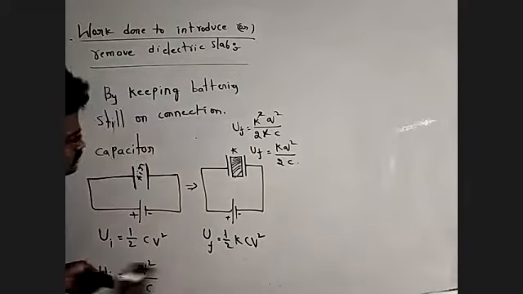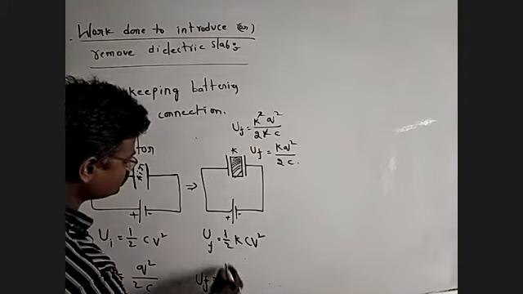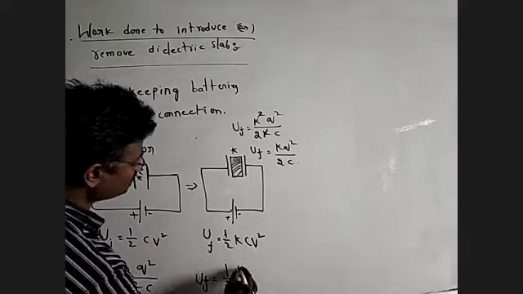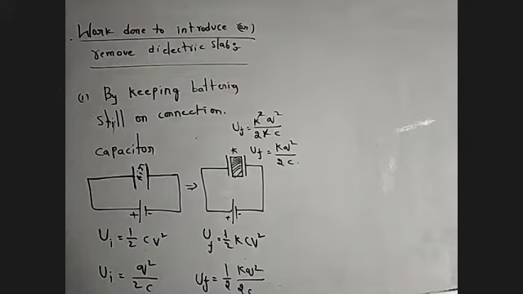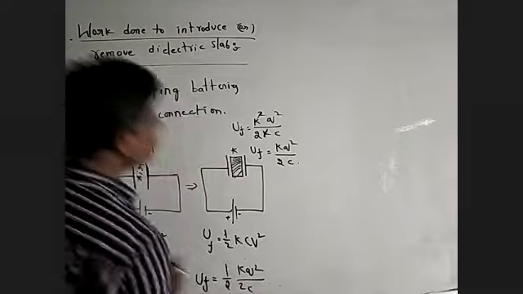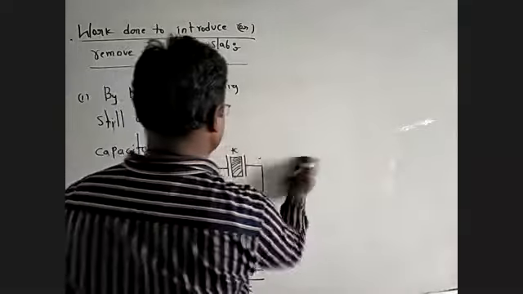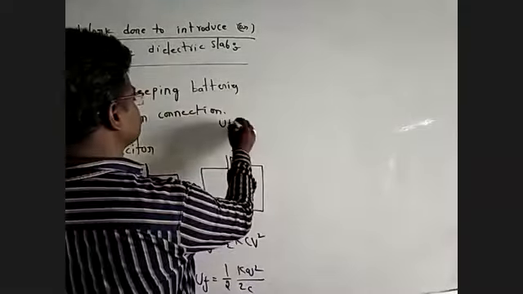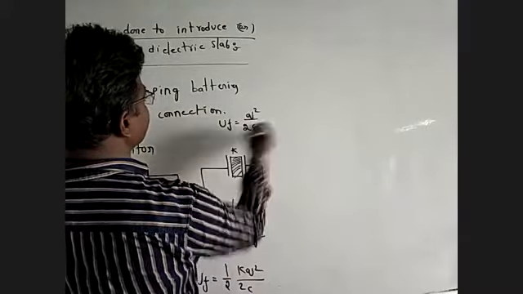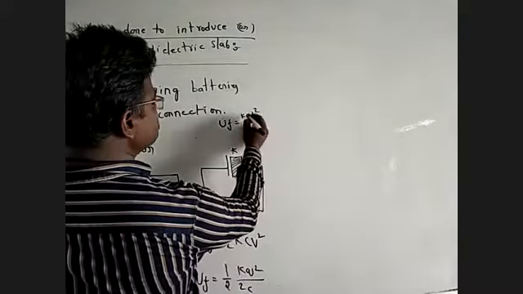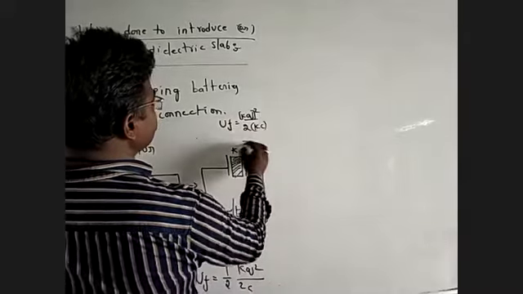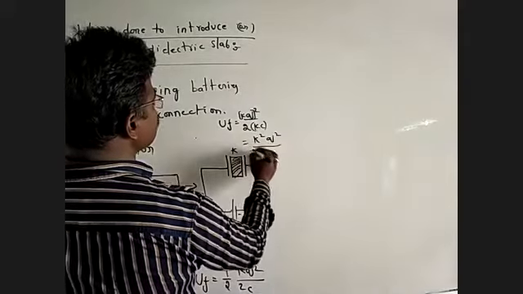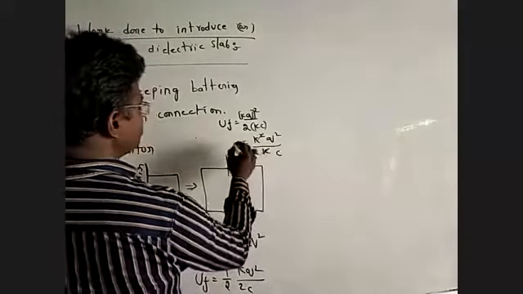Final energy is equal to 1 by 2 KQ squared by 2C. How are we getting this? This is a formula you know very well: energy is equal to Q squared by 2C. When the dielectric slab is introduced, it becomes KQ whole squared by 2KC, that is K squared Q squared by 2KC. K cancels. That is the final energy.